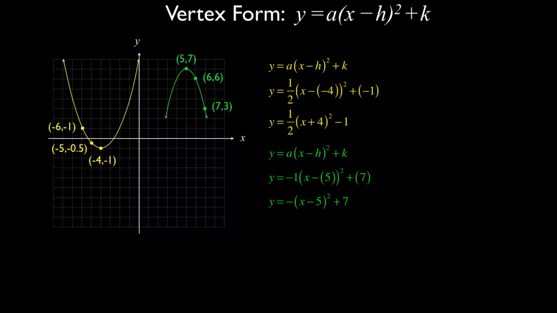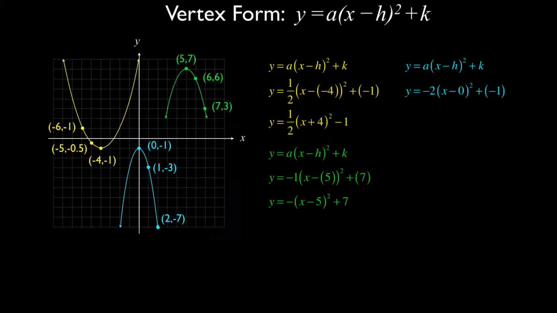We'll try one more. The blue curve, if I place some points on it, (0, -1), (1, -3), and (2, -7), I recognize again that my vertex is (0, -1). I notice that my stepping pattern is over 1 down 2, then over 1 down 6. So I've got a doubling and it's upside down. So those steps are in the negative direction. Using my vertex form, I place in the value for a, which is -2, the value for h, which is 0, and the value for k, which is -1. Simplifying, I just get y = -2x² - 1.